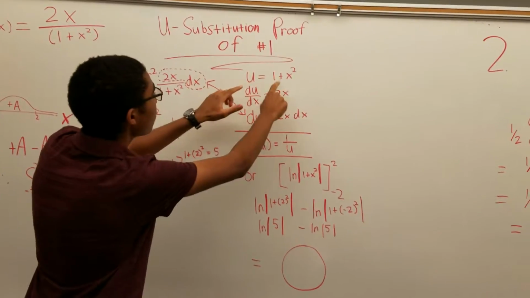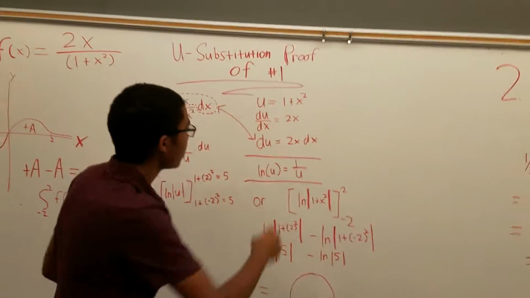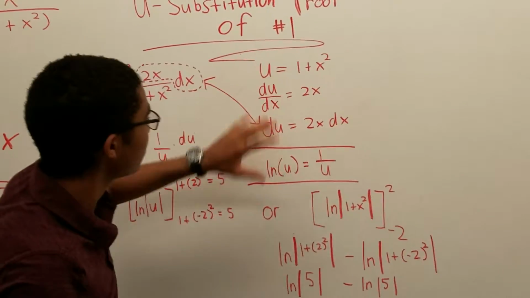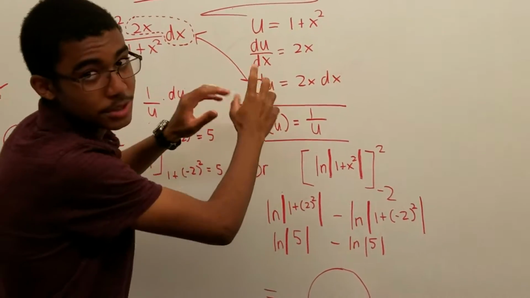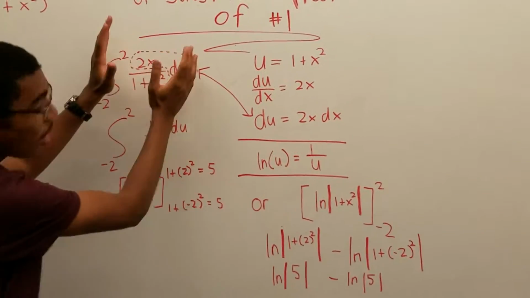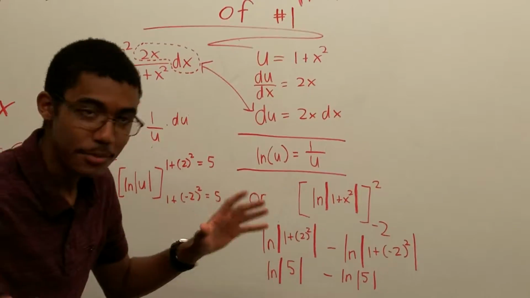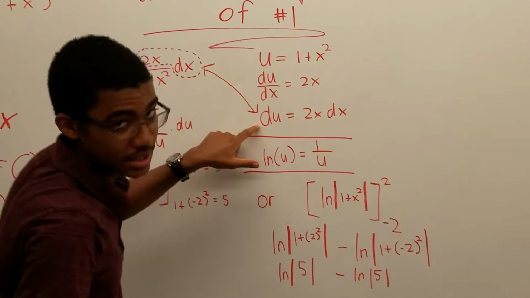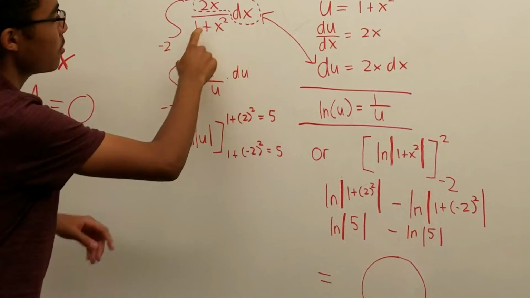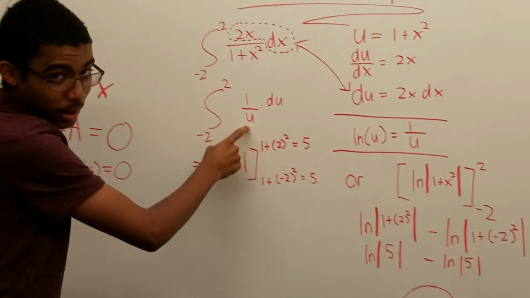So u is going to be 1 plus x squared, the denominator here. We take the derivative of this using the power rule, and you get 2x. You simplify this to get du equals 2x dx. Now, I want you to notice something here. This is equal to the top portion of our function, 2x dx, meaning that we can replace this top with du. And we replace the bottom with u, which equals 1 plus x squared.